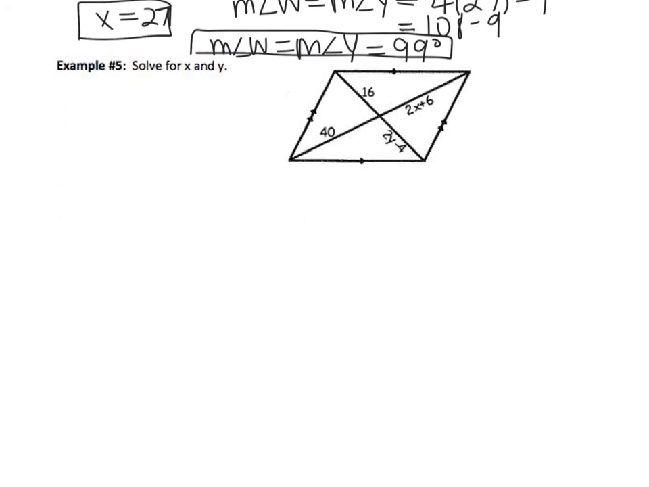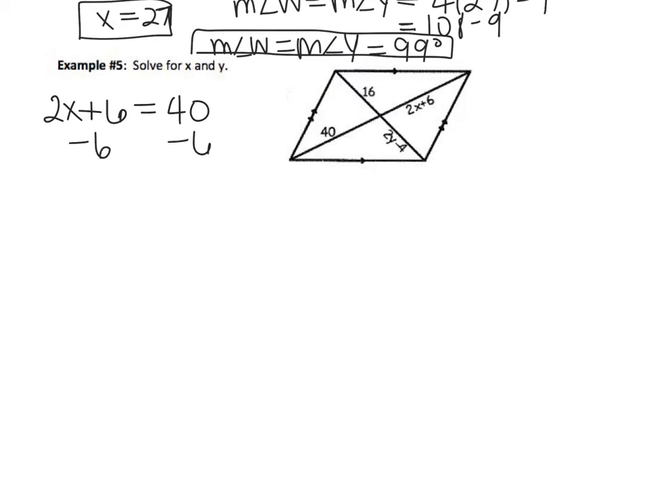Our last example, we're solving for x and y. So we have diagonals. Diagonals are not necessarily congruent to each other, but they bisect each other. So in order to solve for x, I know that 2x plus 6 has to equal 40. So we're going to subtract 6 from both sides. So we get 2x equals 34. Divide both sides by 2, and we get that x equals 17.